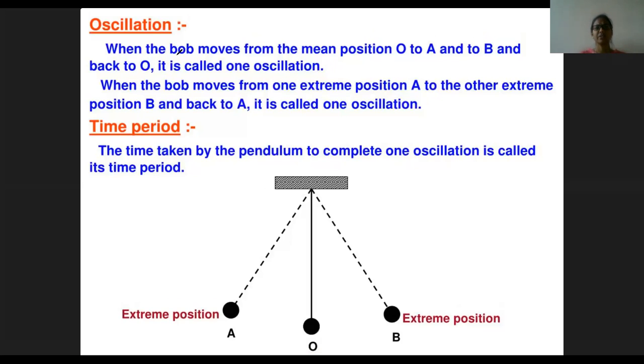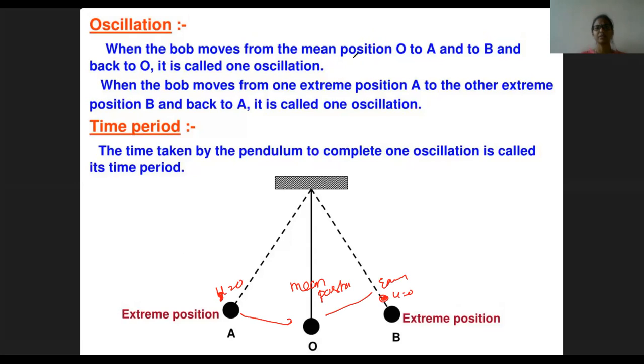Here, oscillation: see, this is what we call the mean position. Okay, this is the mean position. From the mean position, the bob goes to the extreme position. When it comes to this point, its speed is completely zero, so it goes back and again comes to the other extreme. This is also called an extreme position. When the bob comes to this position, again its speed becomes zero, and at this point it comes back.